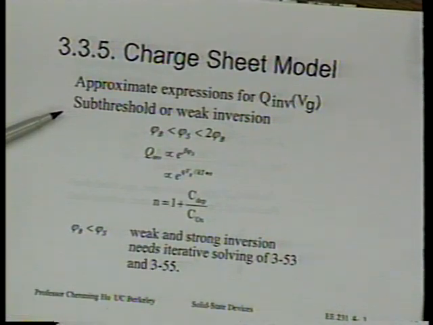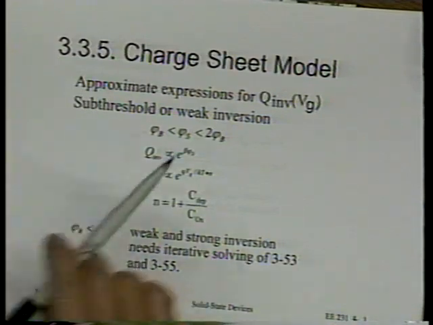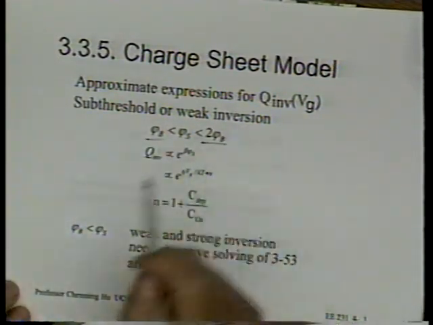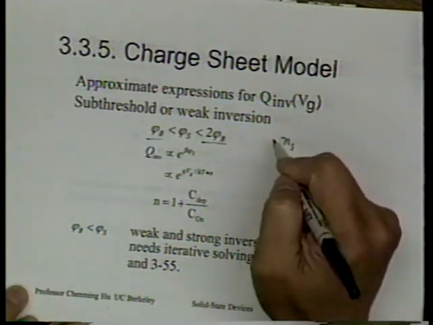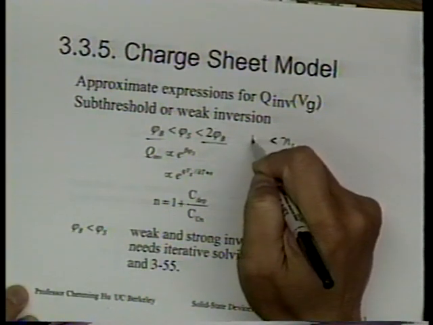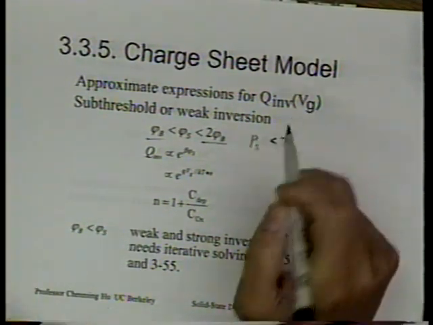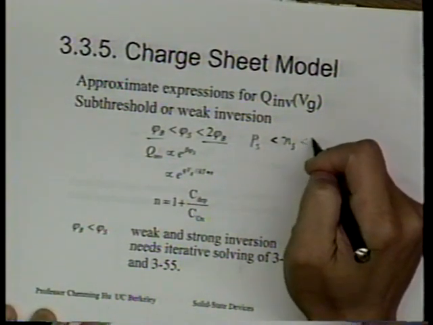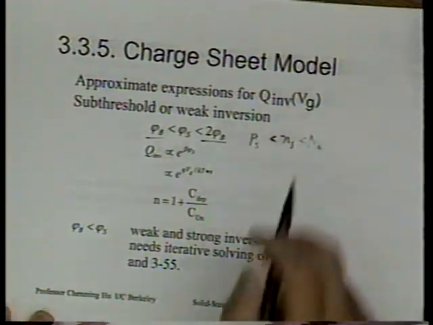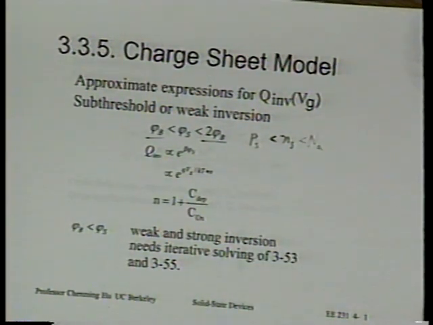And the weak inversion region is defined between phi s equal to or larger than phi b and less than 2 phi b. That's also the condition when the surface electron concentration is larger than the surface hole concentration, but smaller than the doping concentration. All right? So that would be the case that we limit ourselves to.